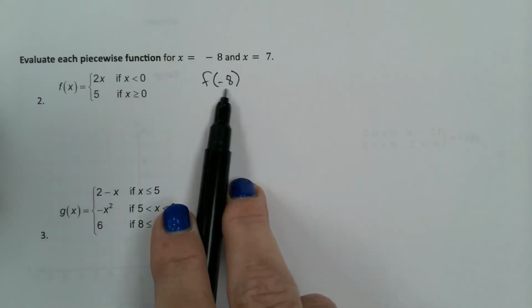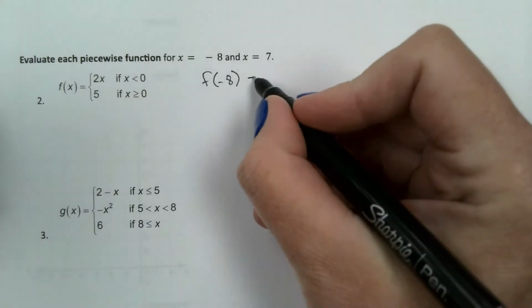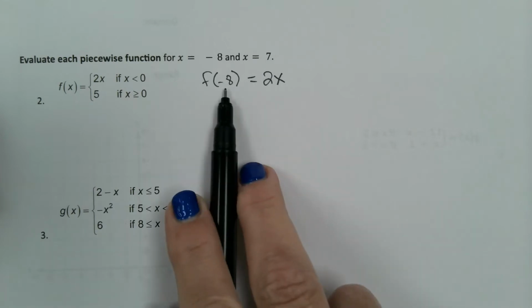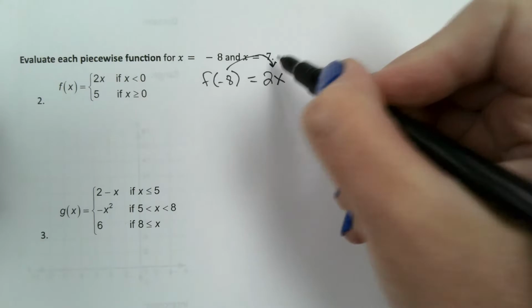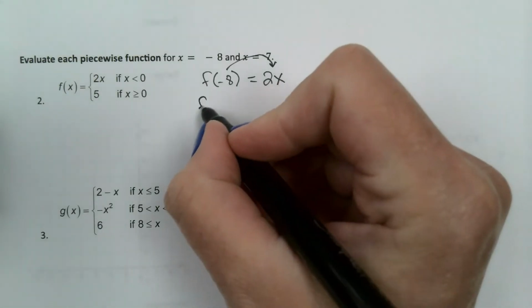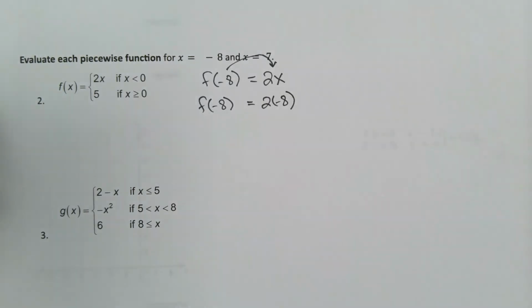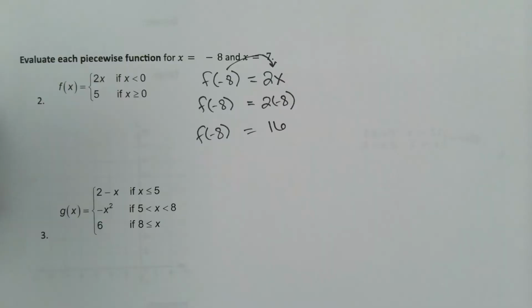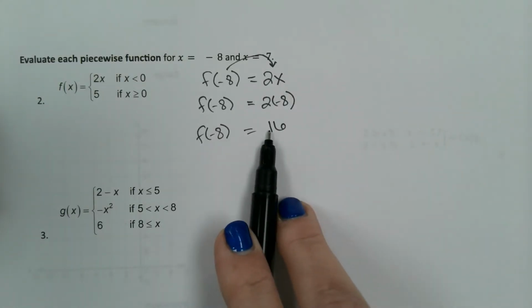So I'm looking at negative 8 here. Negative 8 is smaller than 0, so that means I use the 2x part of the equation. f of x means you just take that value and plug it in for x over here. So f of negative 8 equals 2 times negative 8. f of negative 8 equals negative 16. So this says when the x value is negative 8, the y value equals negative 16.